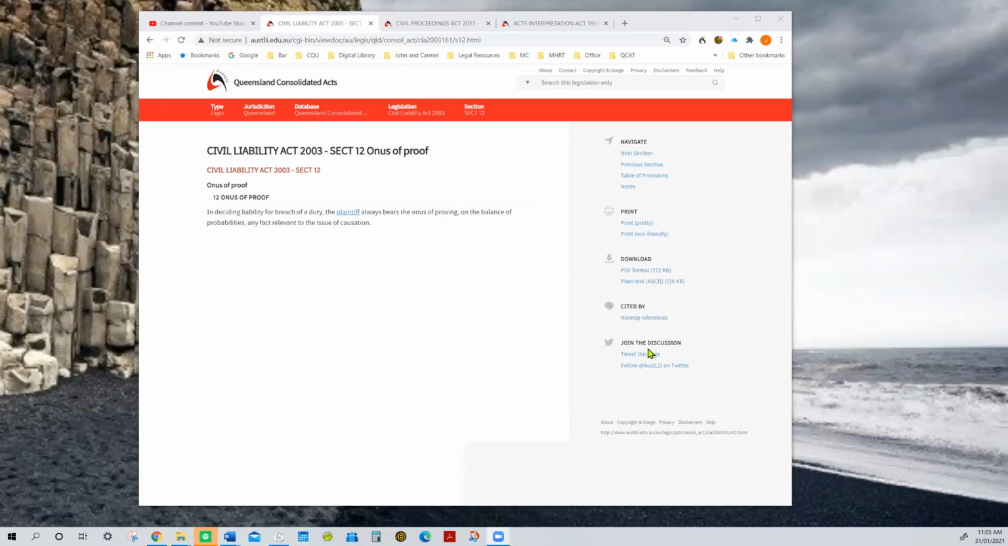Now, this is where, you'll hear this quite often in law, a common law case of Briginshaw comes into play, because when we're talking about proving something on the balance of probabilities, quite often that civil standard of proof is made subject to the test in Briginshaw, which essentially means this.